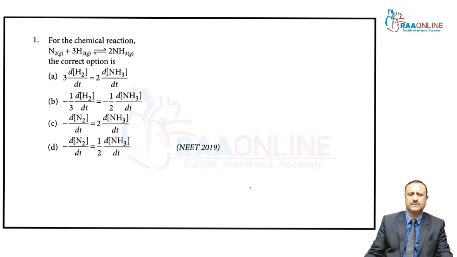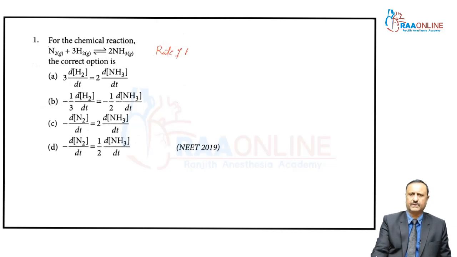My dear students, this question number 1 was asked in NEET 2019, and what is the question? It is for the chemical reaction N2 plus 3H2 to give 2NH3. The correct option is, my dear students, you can see the rate of reaction. What is the rate of reaction? Here we can see the rate of reaction formula.